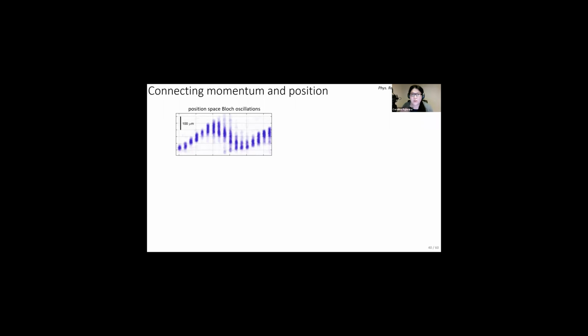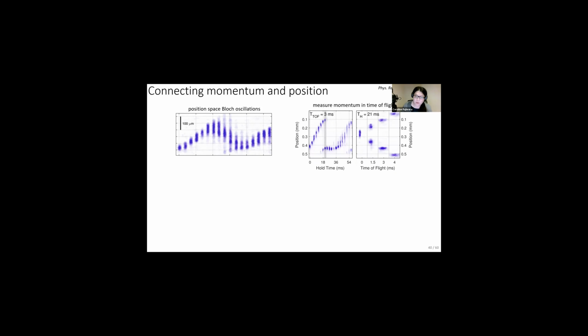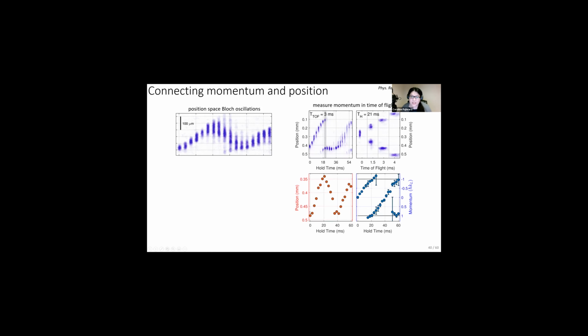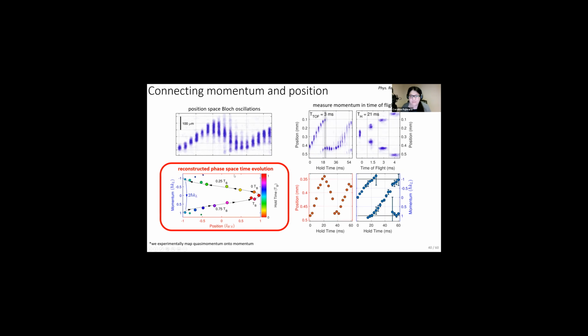Not only can we measure these position space Bloch oscillations, we can also measure the momentum oscillations as well, using that time of flight technique that I mentioned previously. So again, we're just going to let the atoms oscillate in the lattice and let them expand, and then their free flight expansion will be related to their momentum, which allows us to extract simultaneously both the position oscillations and momentum oscillations of these atoms, and allows us to reconstruct an entire phase space time evolution of the system in both momentum and position space.